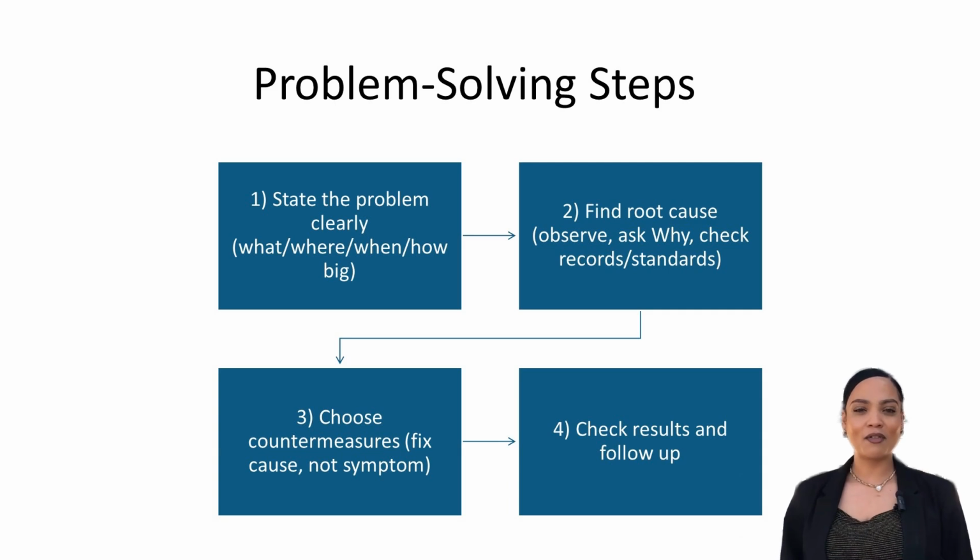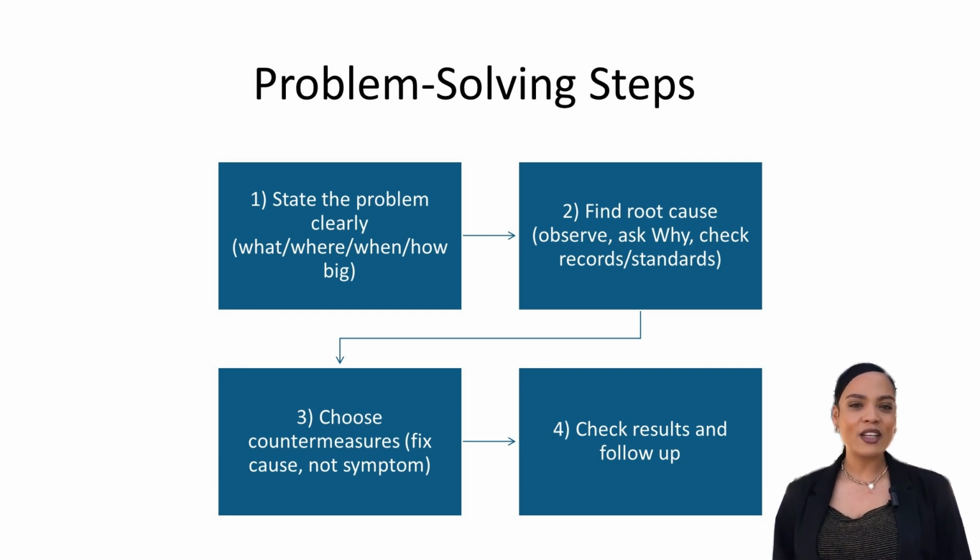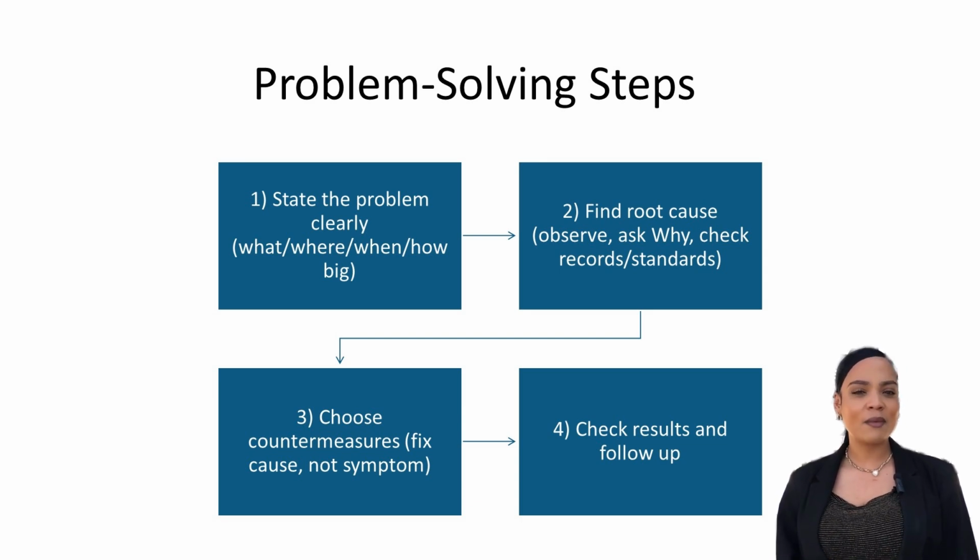1. Define the problem: clear, measurable, factual. 2. Investigate: observe, ask why, check records and SOPs. 3. Countermeasure: remove the cause, not just the symptom. 4. Check: verify performance improved, adjust if necessary. This method prevents repeat failures, exactly what EISA checks for.